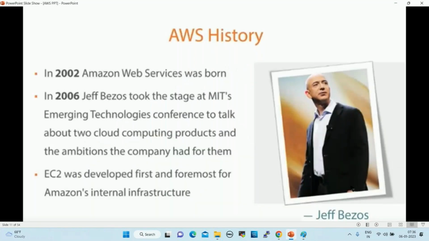Mr. Jeff Bezos is the world's richest man, who invented the AWS cloud platform. In 2002, Amazon Web Services was born. Initially they started by selling books, and they prepared the cloud environment for their projects. Slowly they entered the market and started giving the services to different companies. Currently, it is the topmost leader.